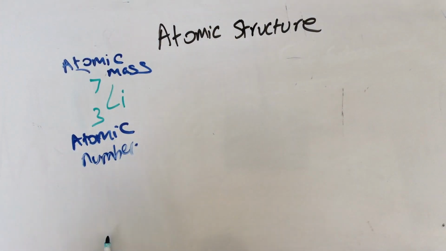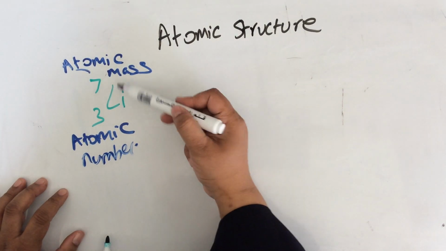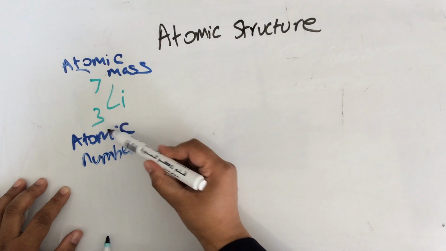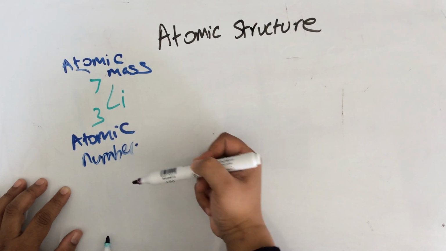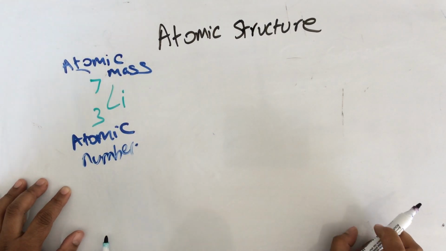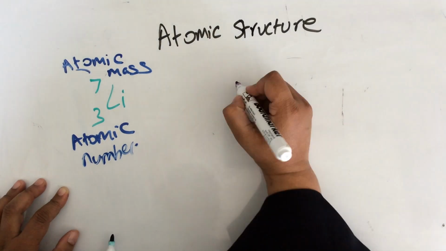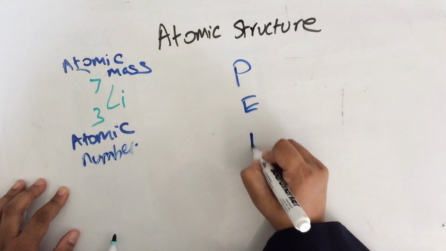We said this is the atomic mass, so we're looking at lithium as the example, and then you've got the atomic number at the bottom. So how do we know from this what the protons, electrons, and neutrons are for lithium? So let's write down the PEN.